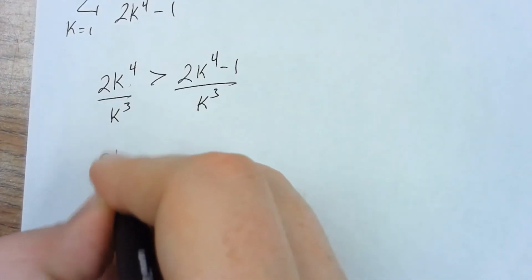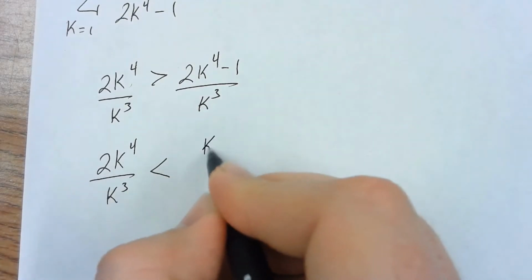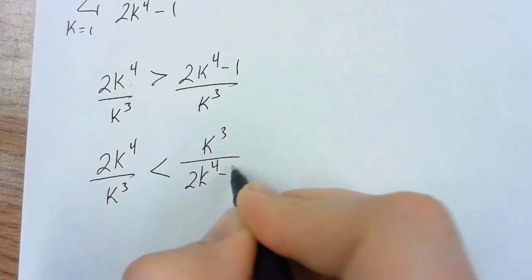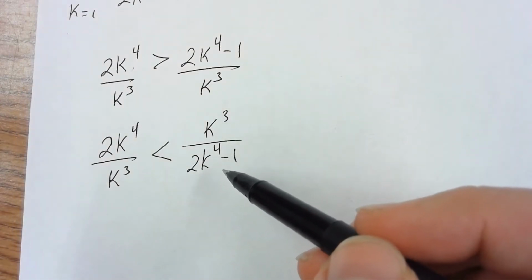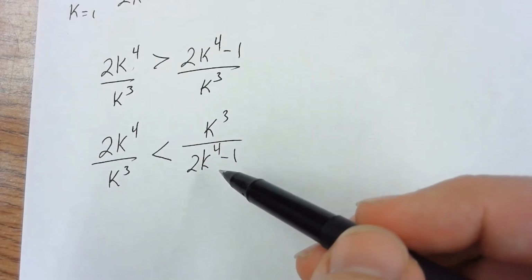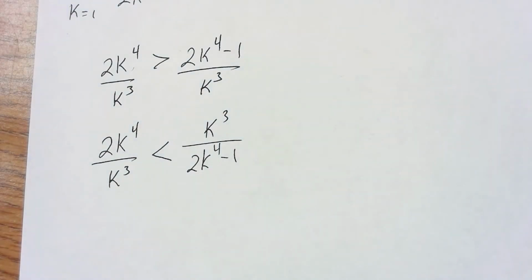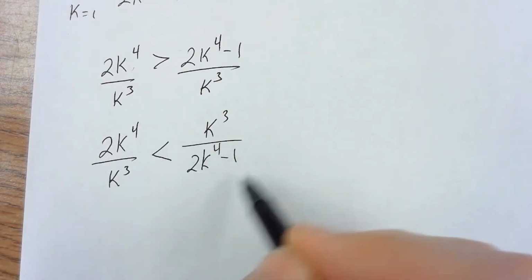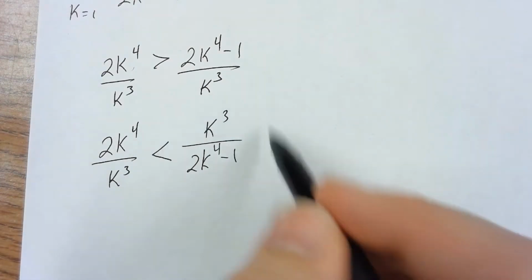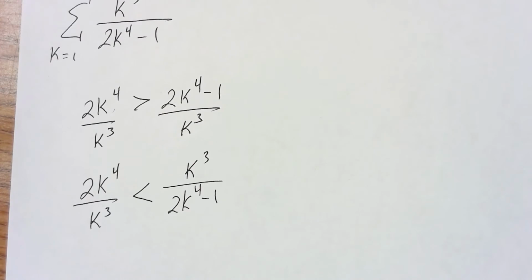So the true statement is 2k to the fourth over k cubed is actually going to be smaller than that of k cubed over 2k to the fourth minus 1. And this should make sense, because if the denominator value is larger, then I know that the overall value is going to be smaller. It has an inverse effect on the value overall. So this value being larger means that this overall value is smaller, where this value is smaller, the overall value should be larger. So this is the mathematical conceptual understanding of how I can compare what I'm given.